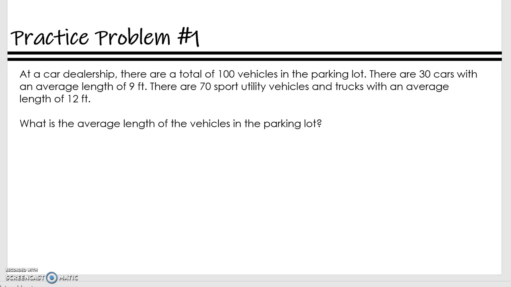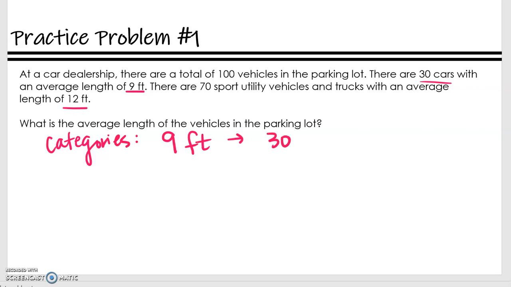At a car dealership, there are a total of 100 vehicles in the parking lot. There are 30 cars with an average length of 9 feet. So this is like the last one, our categories are 9 feet instead of men. And there are 70 vehicles with an average length of 12. So instead of women, 12. So the categories are 9 feet, and there's 30 of them, and 12 feet, and there are 70 of them.